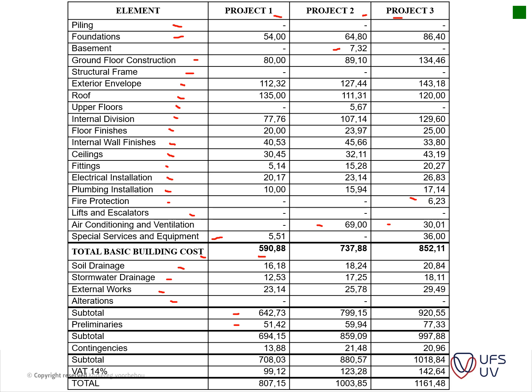You add your preliminaries, the added contingencies, and then subtotal, they added 14% VAT to that. Just note that we always use 15%. I'm just going to reiterate that again.